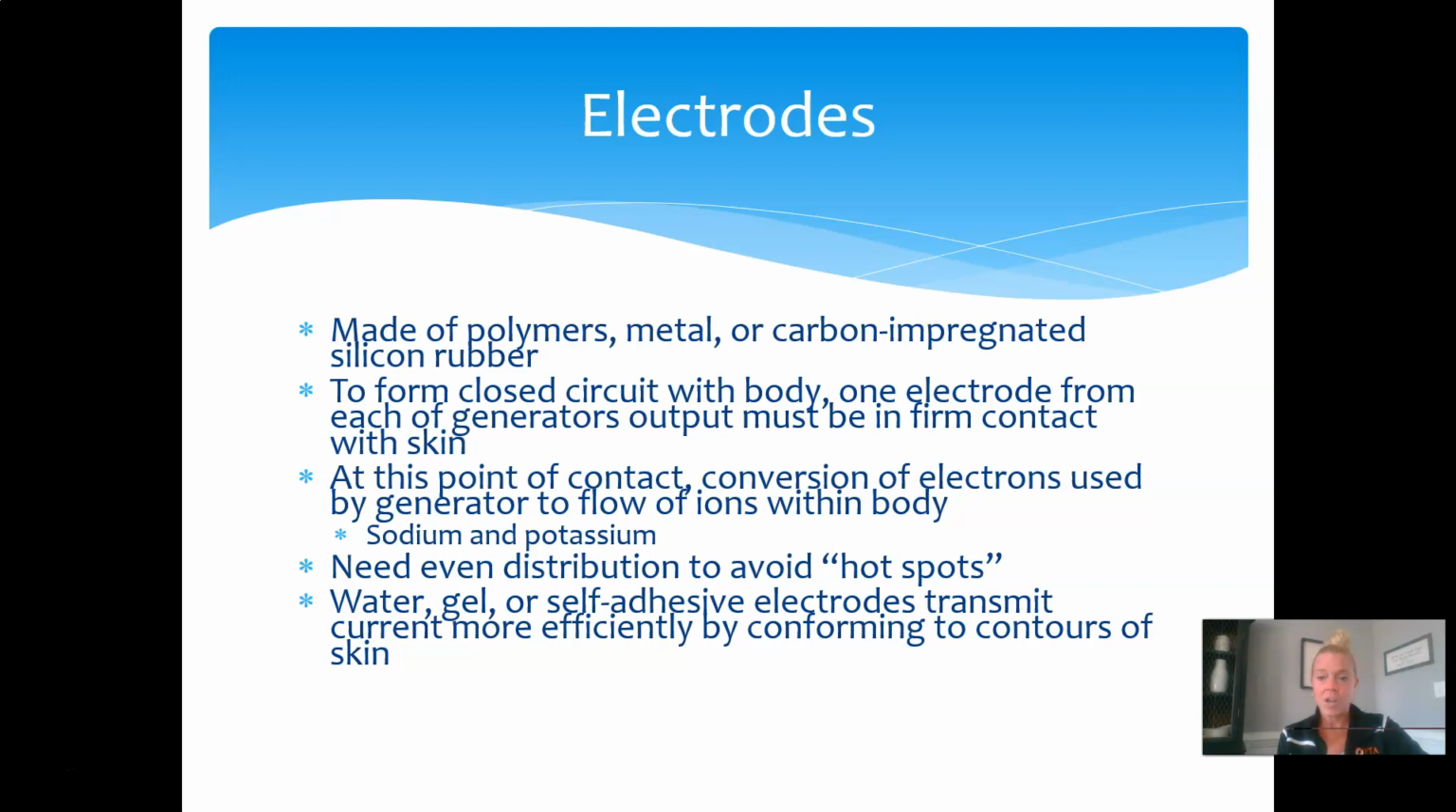The electrons are going to be converted again, by the machine to allow them to flow within the body. And again, there's lots of different types. Water, gel, self-adhesive are the kind that we're going to use most often. They're easily available. They're not terribly expensive. And the nice part of them is because they have self-adhesives, they will conform to any contours of the skin. So you can perform E-stim over an irregularly shaped body part because the electrode's just going to stick right to it.